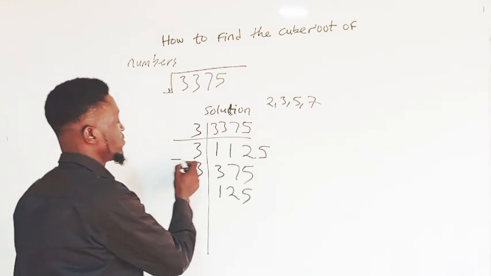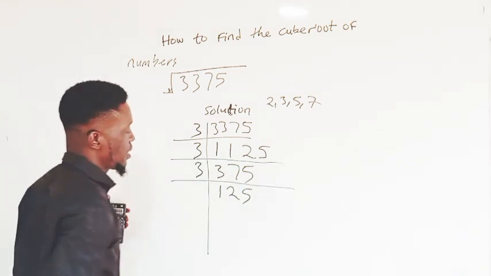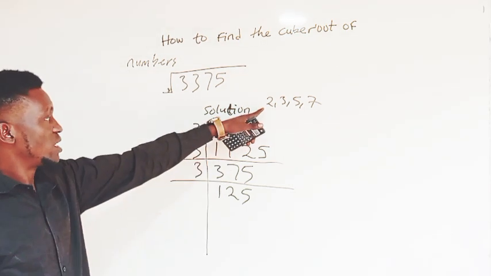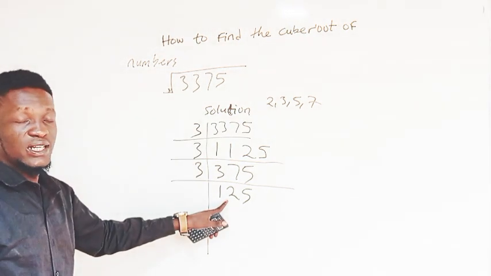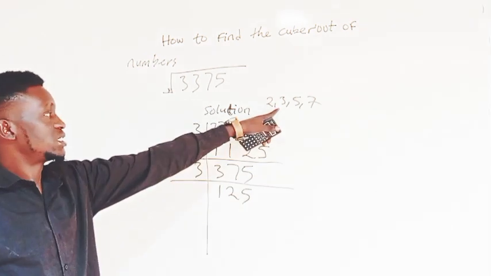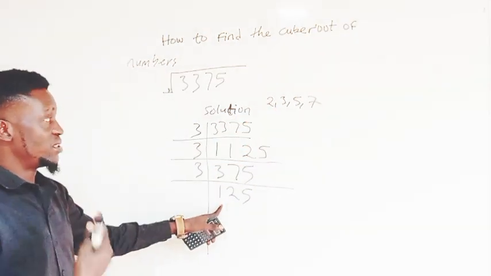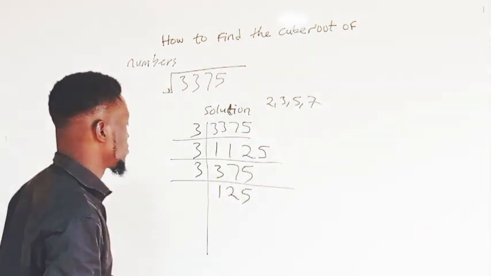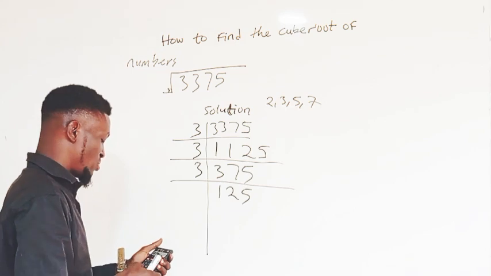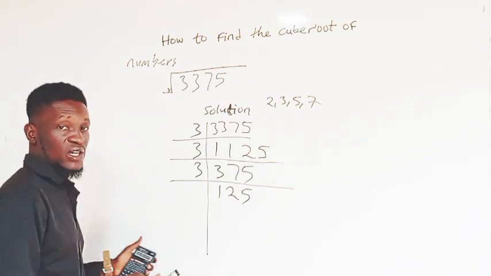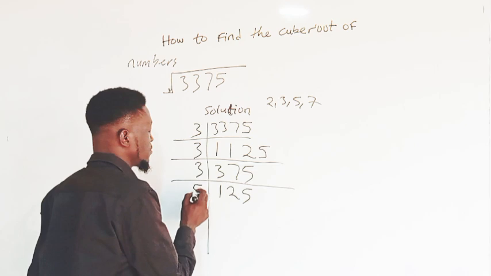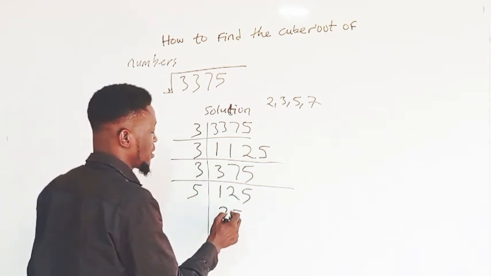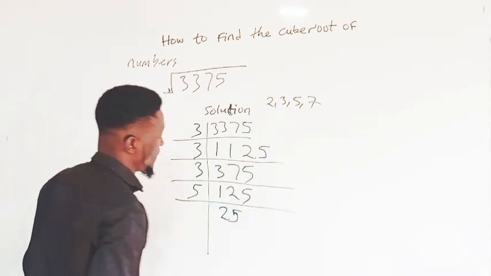Let me rule my line here for clarity purpose. Before I write my number here, I have to check. 2 cannot divide 125, there must be a remainder. If I use 3, there must be a remainder. So the number that will not leave a remainder is 5. 125 divided by 5, I'm going to have 25. So I'll write 5 here.